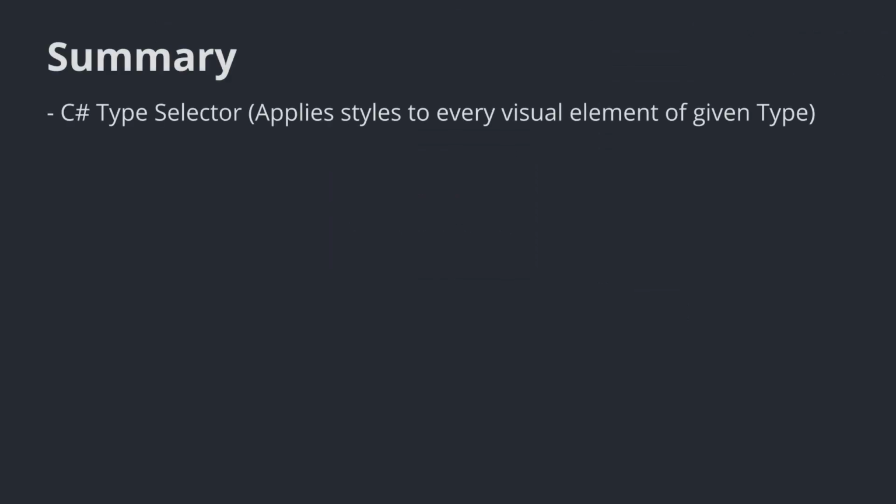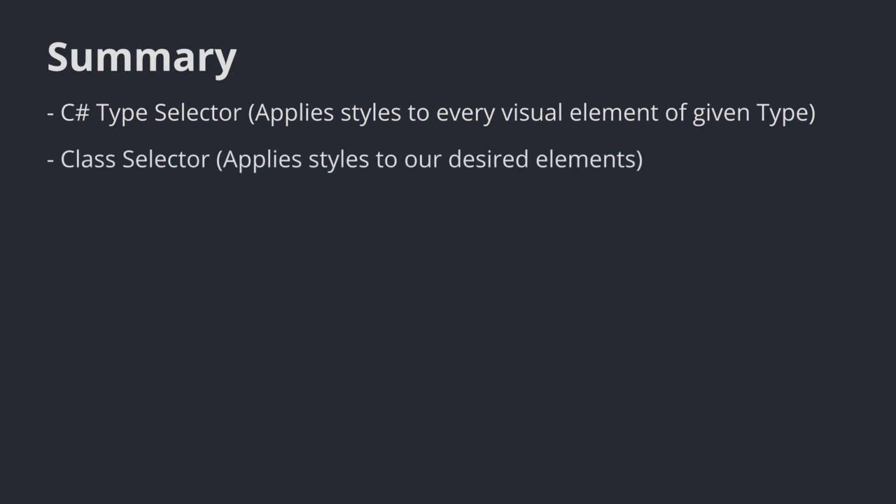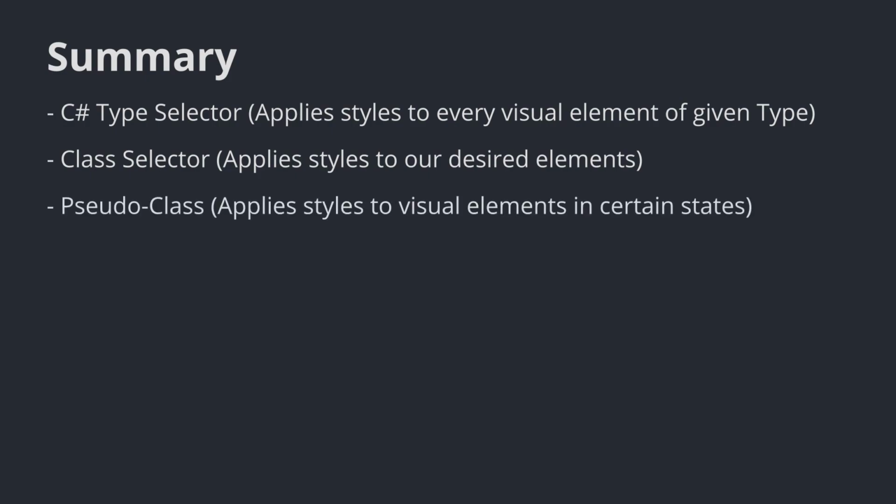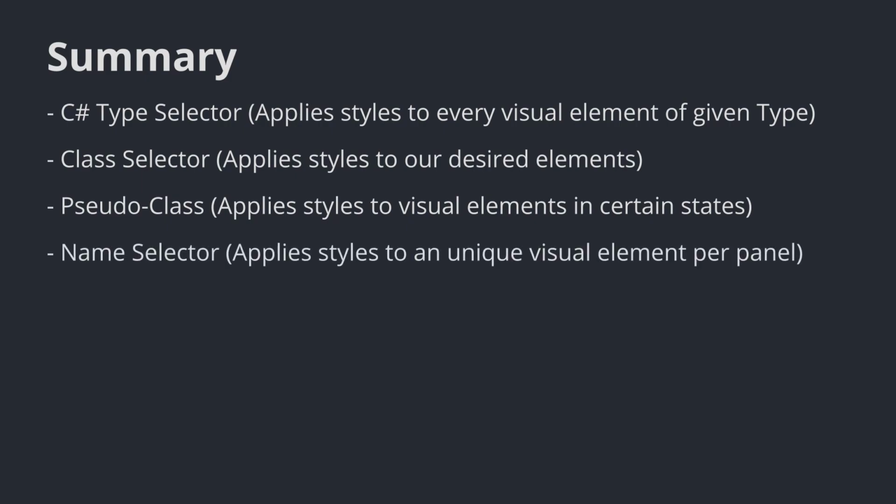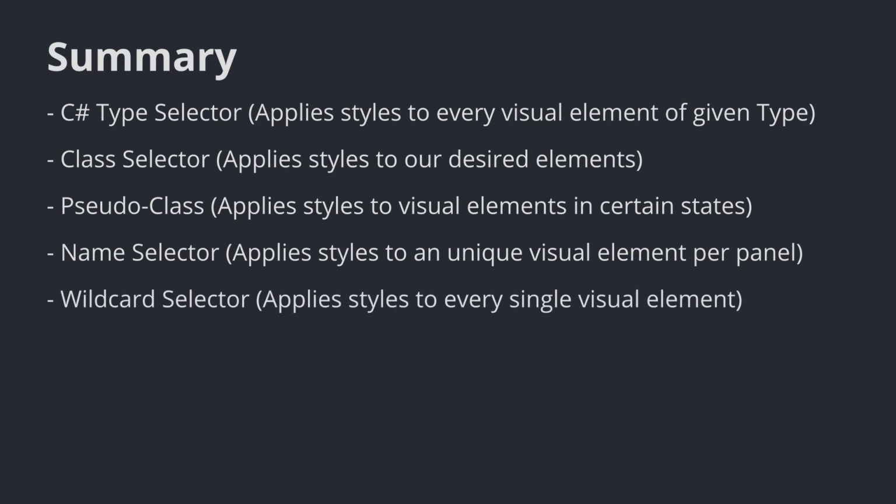We have the C# type selector to apply style for a whole C# type, like button or label. We have the class selector to apply styles to whatever elements we want, and we can add more than one class to a visual element. We then have pseudo classes that allow us to change styles in special states, like when a button is hovered or when the element is a first child. We also have the name selector to apply styles to one unique element per panel. And last but not least, we have the Wildcard Selector to apply global styles through all of the visual elements.